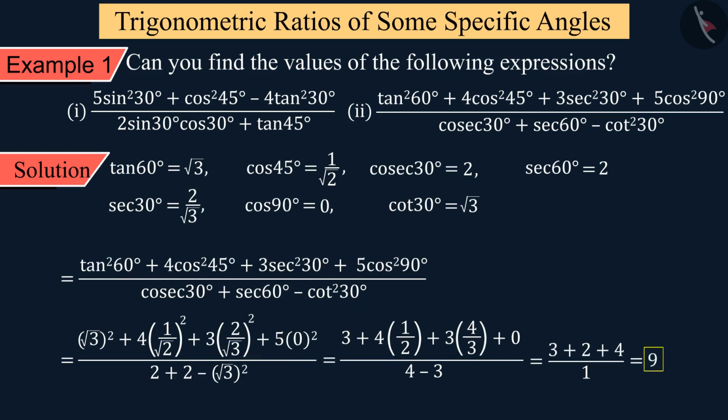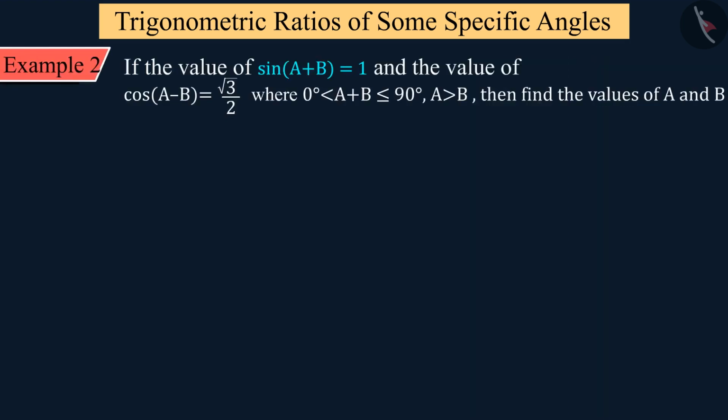Let us see another example. If the value of sin(A plus B) is 1 and the value of cos(A minus B) is square root of 3 upon 2, where the value of A plus B is greater than 0 degrees and smaller than or equal to 90 degrees and A is greater than B, then can you tell what will be the values of A and B? Let's solve it.